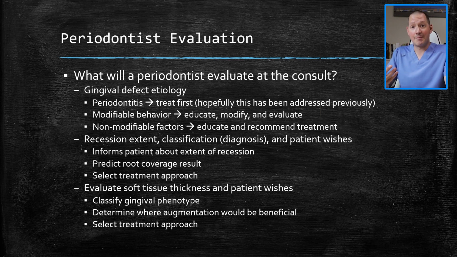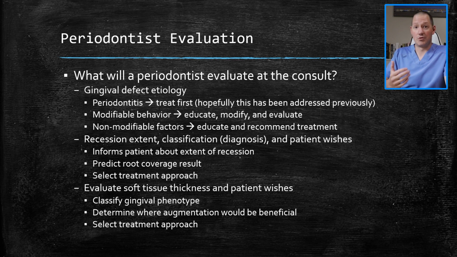I'm going to modify that, and I'm going to want them to come back and show me, is the recession continuing to progress, or if we modify this behavior, is that actually solving the problem? Now, there are some cases, of course, where there's non-modifiable factors that are causing the recession. So that could be a non-carious cervical lesion or a carious lesion.